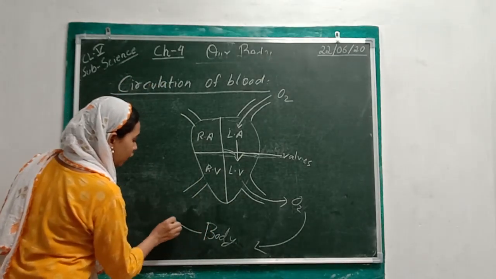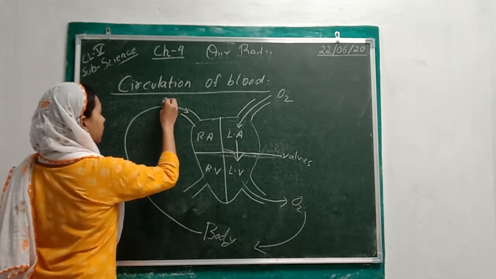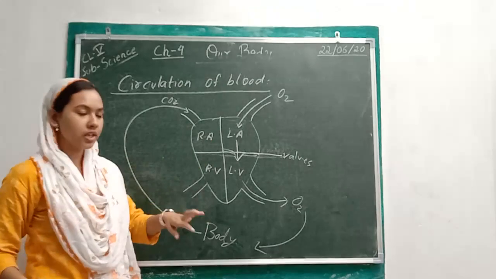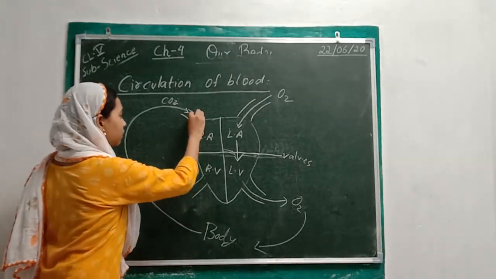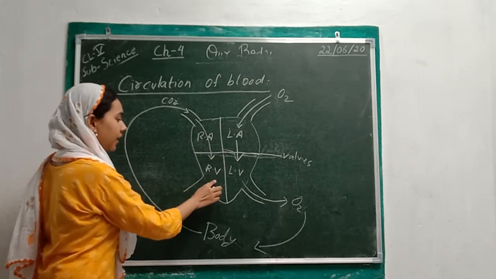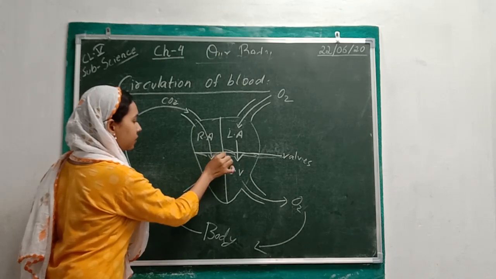Now that carbon dioxide rich blood comes to the right auricle. This blood is rich in carbon dioxide, so it comes to the right auricle. Next, what will happen? This right auricle pushes this carbon dioxide rich blood into the right ventricle, again with the help of the valves present here.